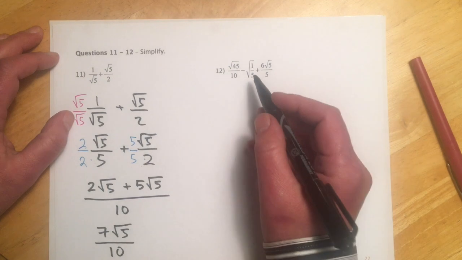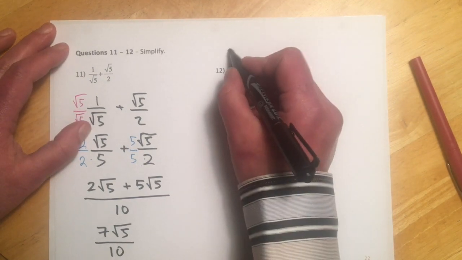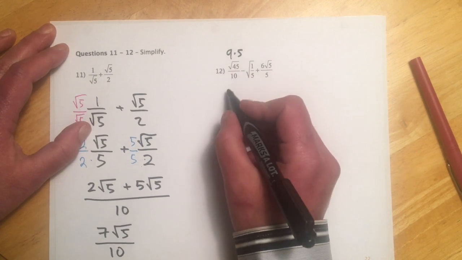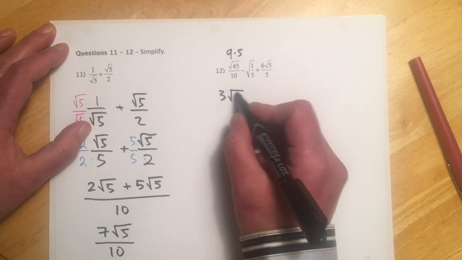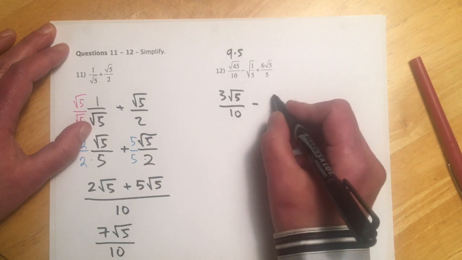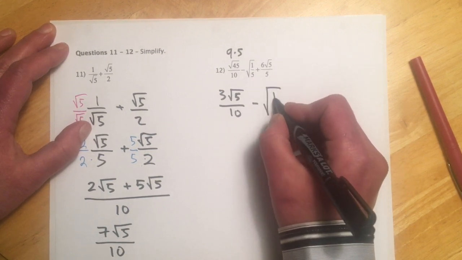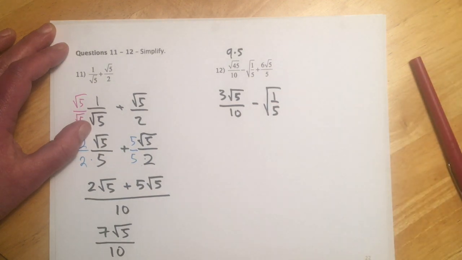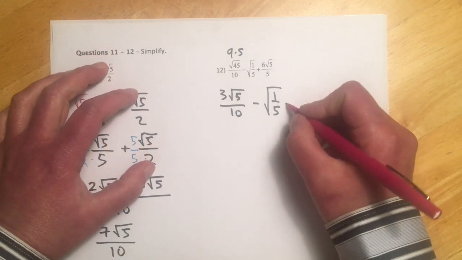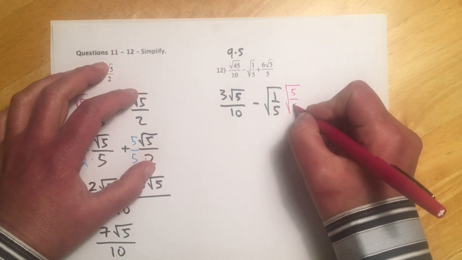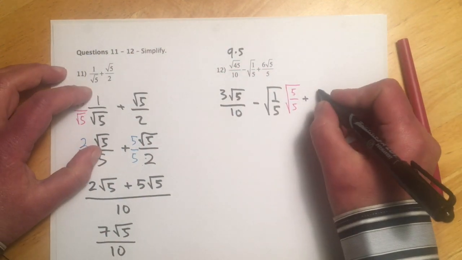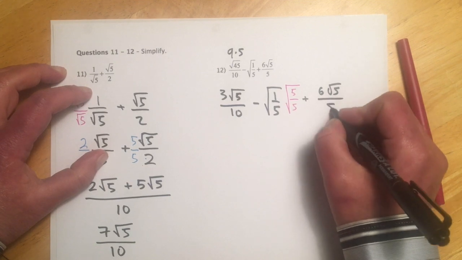For this one, a couple of things going on. So 45, they're being sneaky. That's a 9 times 5. So we can bring that 3 out of there. And that's going to be 3 and then square root 5 over 10. Here, I have this 1/5. So I'm going to go ahead and rationalize that. And then this is kind of coming along.